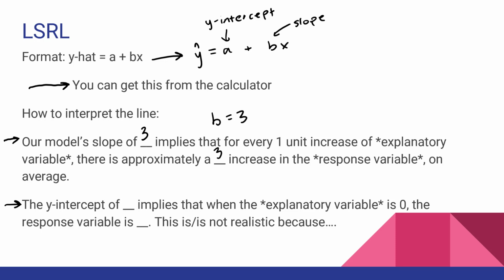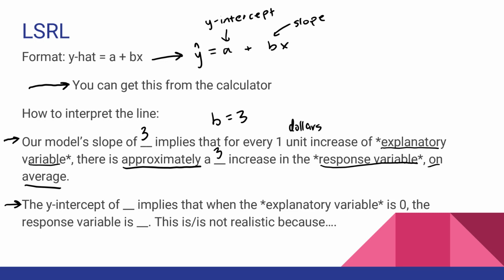So first you'll notice that I included units. I said dollars here to include context, and then I replaced explanatory variable and response variable with more context. And finally, you'll see on average and approximately. This is basically saying that not every data point follows this trend. This is just what appears to be happening. So I said approximately and on average. This is not always true.